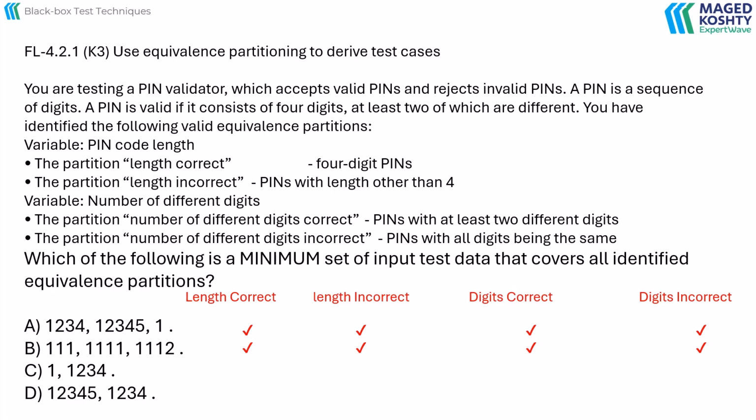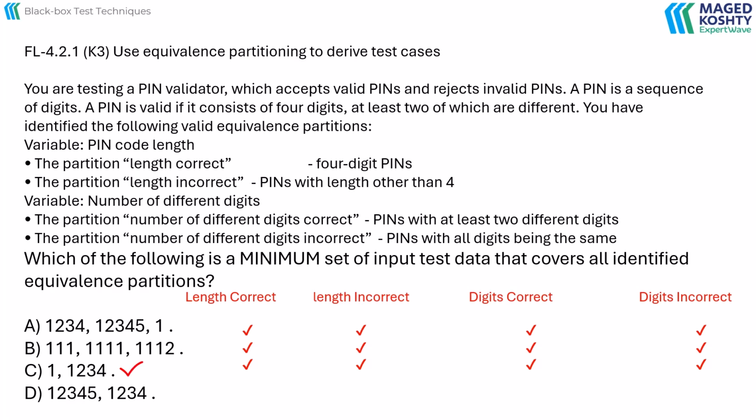C: 1, 1, 2, 3, 4. The partition length correct: 1, 2, 3, 4. The partition length incorrect: 1. The partition number of different digits correct: 1, 2, 3, 4. The partition number of different digits incorrect: 1. So option C also covers all 4 partitions with 2 values only. C is the correct answer.